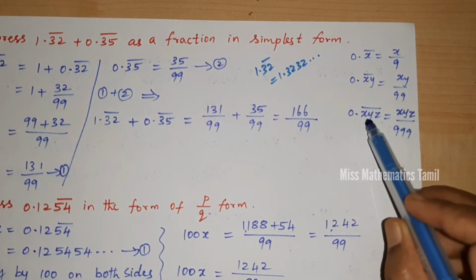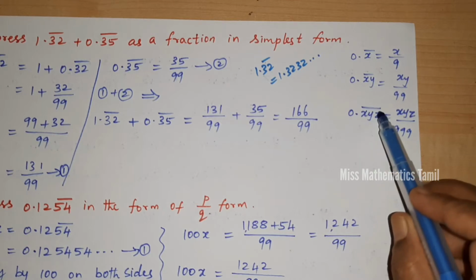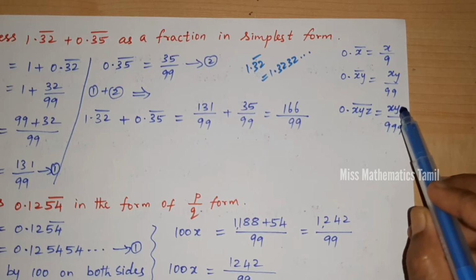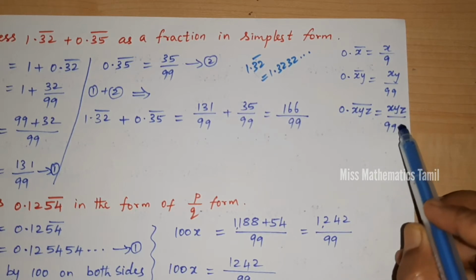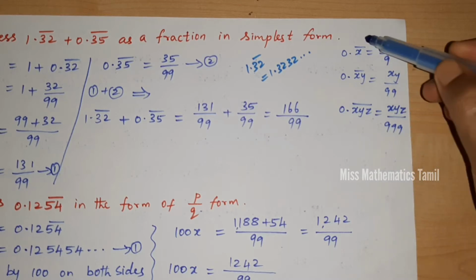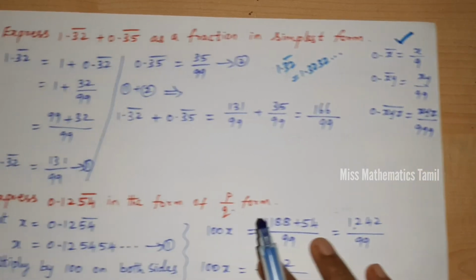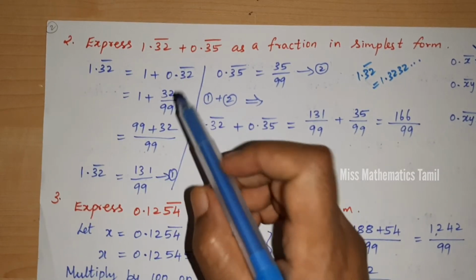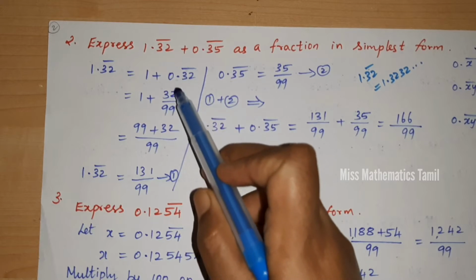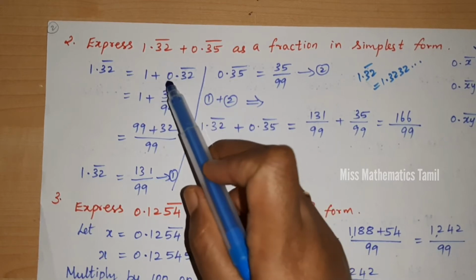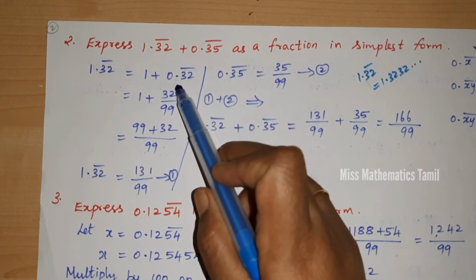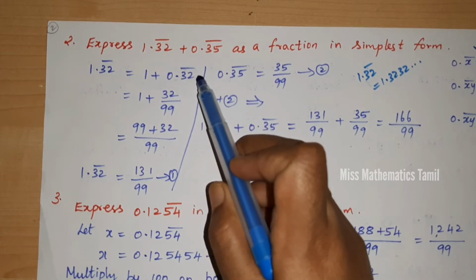0.xyz bar, 3 numbers under the bar, means we have to write xyz in the numerator, and in the denominator 3 nines, which means 999. I am using this shortcut for this sum. Importantly, with 0 point, we have to use this shortcut. Here I have 0.32 bar. After the decimal point, the bar number should start immediately.